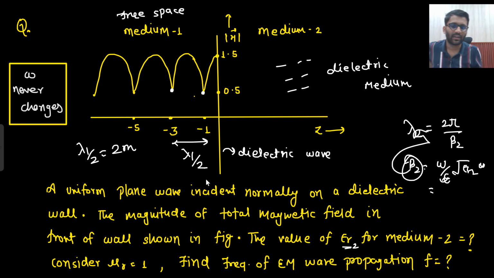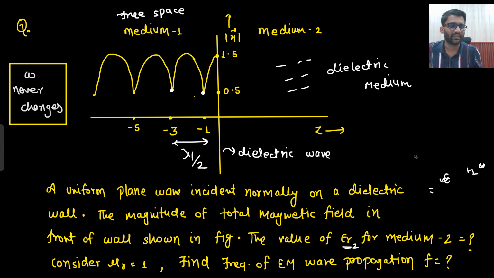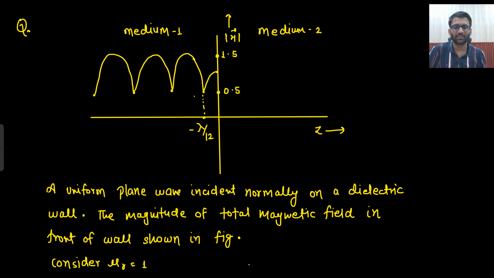So here the point was this would be lambda 1 by 2, not lambda 2 by 2, because we are calculating all the things in medium 1. So that was a good point. And omega never changes, so for medium 2 as well there will be the same omega. The frequency of EM wave propagation never changes, be it in medium 1 or in medium 2. Is that clear? Let's move to the next one.